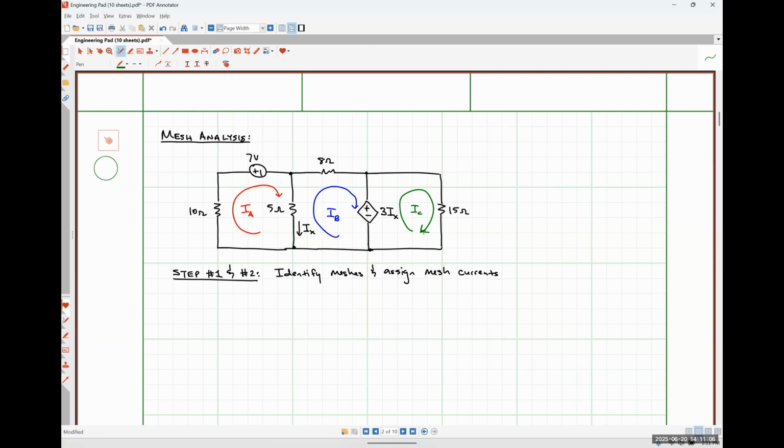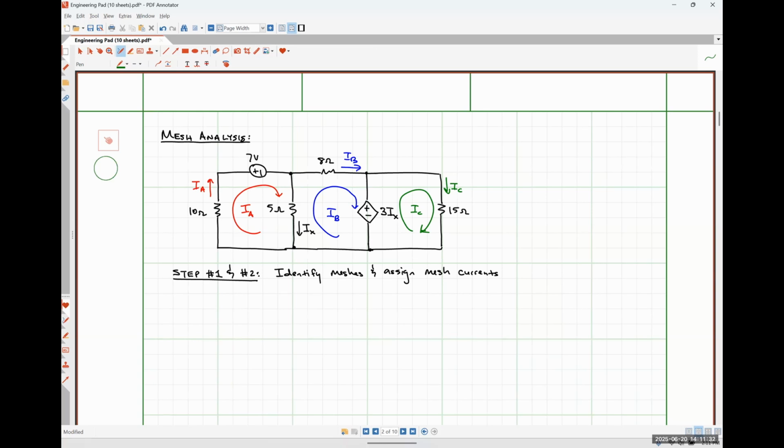Okay. So what these mesh currents represent really is just the current that's flowing around the perimeter of the mesh. So this mesh current IA that I wrote here in red is really just the same thing as the current that's flowing up through the 10 ohm resistor. The mesh current IB is really just the current that's flowing to the right through the 8 ohm resistor, and the mesh current IC is nothing more than the current that's flowing down through the 15 ohm resistor over here on the right.